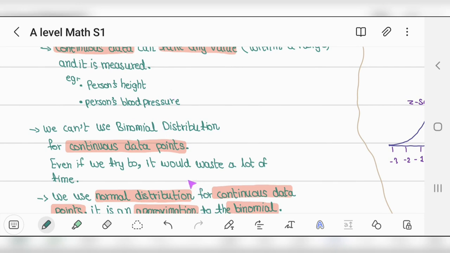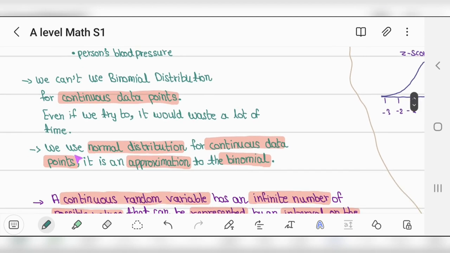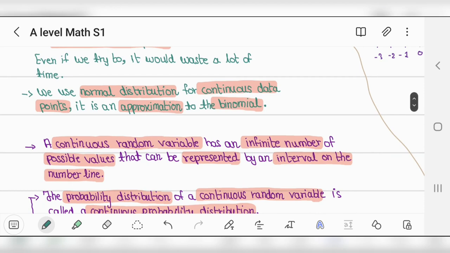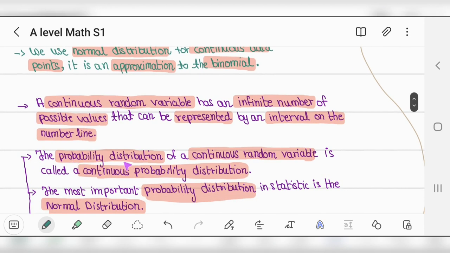Even if we tried, it would waste a lot of time. It would take so much time, you have no idea. That's why we use normal distribution to make an estimation, to save our time and money, right? So we use normal distribution for continuous data points. It is an approximation to the binomial. A continuous random variable has an infinite number of possible values that can be represented by an interval on the number line. The probability distribution of a continuous random variable is called a continuous probability distribution.